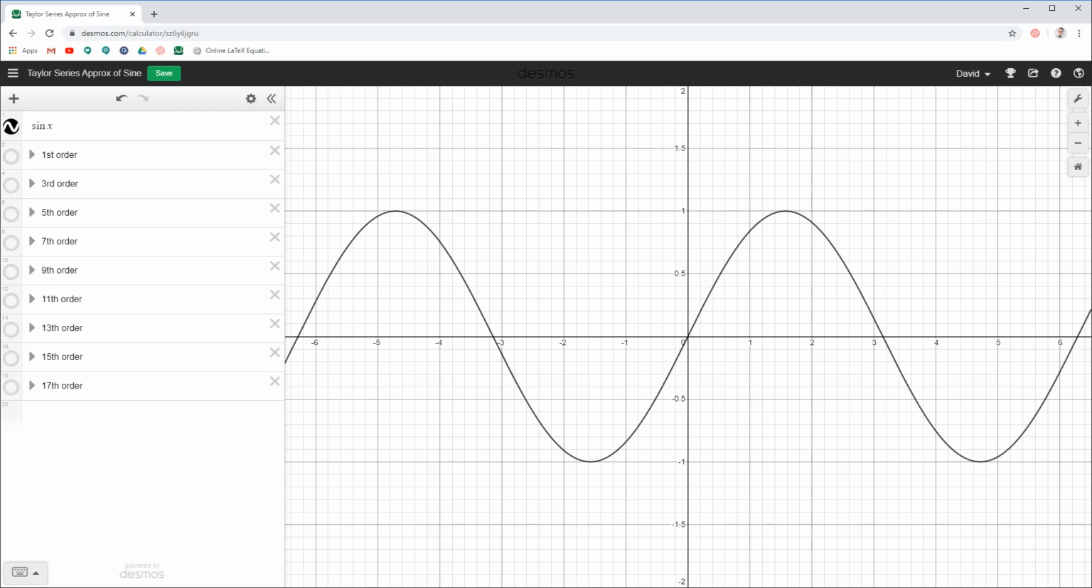I now want to verify the fact that a trig function can be approximated by polynomials. We're using Desmos, and what I've done is I've plotted the graph sine of x. To the left, you'll see that I have created functions from the 1st to 17th order. And we will watch as we add more terms, our approximation will approach the function.